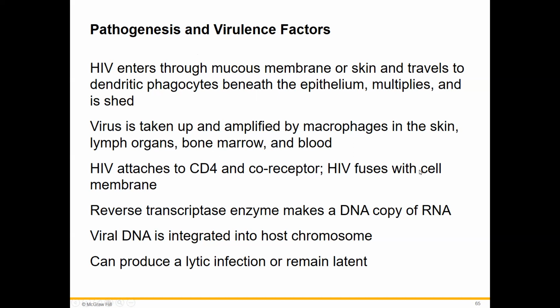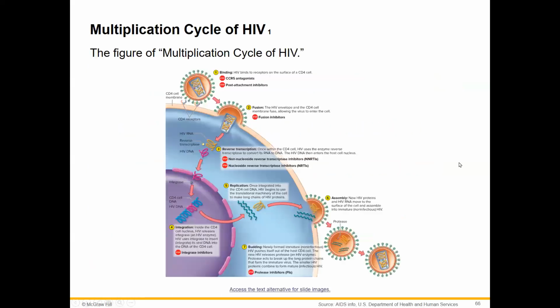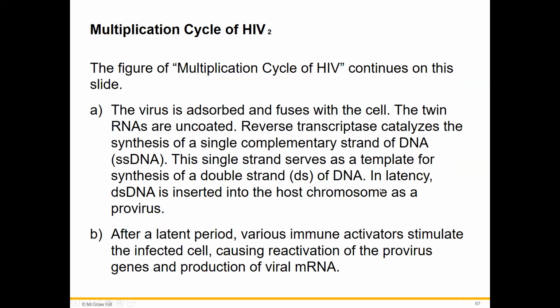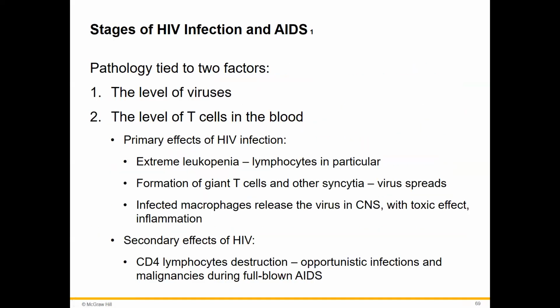It'll fuse with the cell membrane, and then that's where it can make a DNA copy of its RNA and integrate into the host chromosome. And that's where it can either produce a lytic infection, where it can lyse those cells, or a latent infection, where it can stick around. And this is the multiplication cycle. This is describing it. Okay.